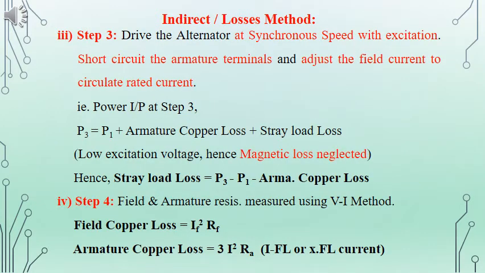In the third step, the synchronous machine, that is the alternator, is run by the DC motor at synchronous speed, and along with that the excitation for the synchronous machine is also given. Alternator armature terminals are short circuited and the field current is adjusted in order to circulate the rated armature current. The input to the alternator, that is the output of the DC machine, will be the sum of armature copper loss, stray load loss and mechanical losses.